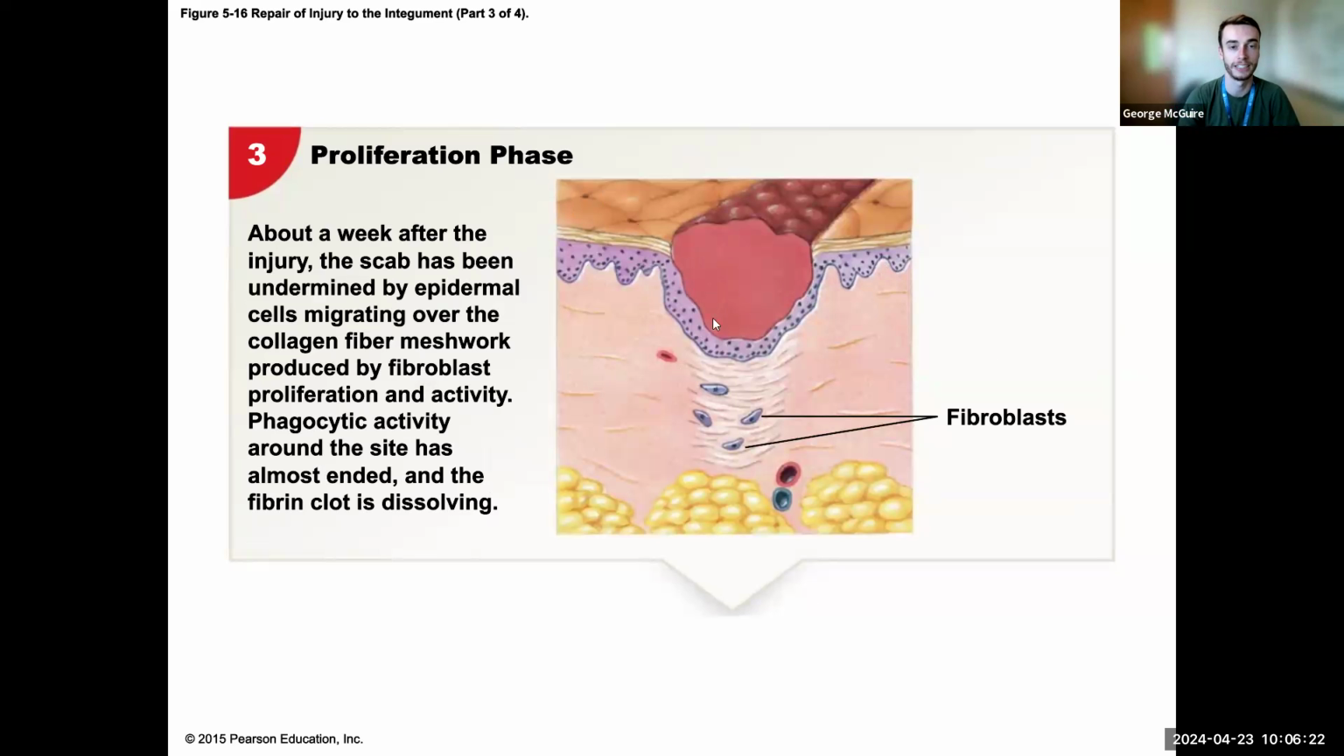And so the epithelial cells migrated until they completely surrounded that scab. Macrophages are breaking down that coagulated blood. Fibroblasts are creating those collagen and elastic fiber networks. And our epithelia are starting to move more towards the surface again.